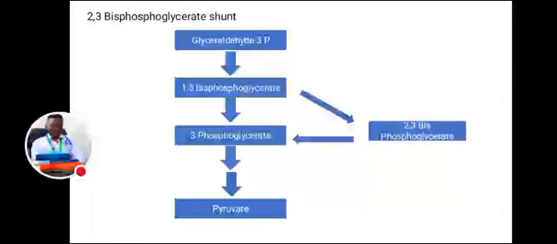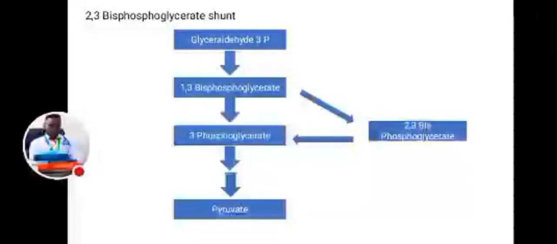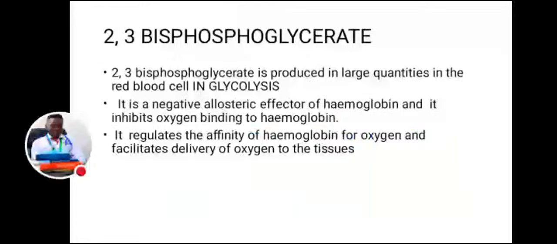Then this one can be converted in 2 phases. 1,3 bisphosphoglycerate can give us 2,3 bisphosphoglycerate, which can also yield 3 phosphoglycerate, and 3 phosphoglycerate is what gives us 2 phosphoglycerate. 2 phosphoglycerate gives us phosphoenolpyruvate. Then from phosphoenolpyruvate we get pyruvate itself. Okay, so this is just the shunt of 2,3 bisphosphoglycerate.